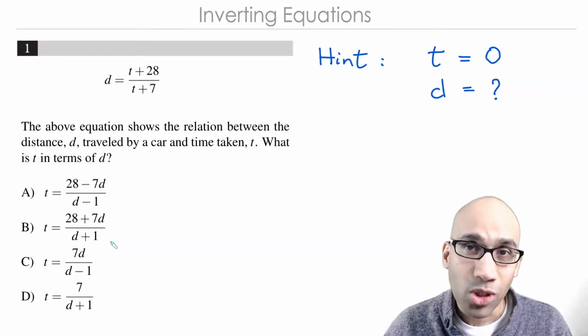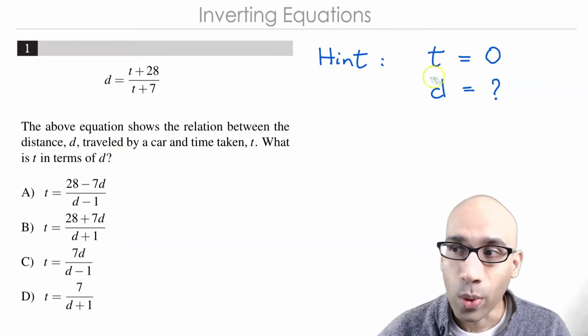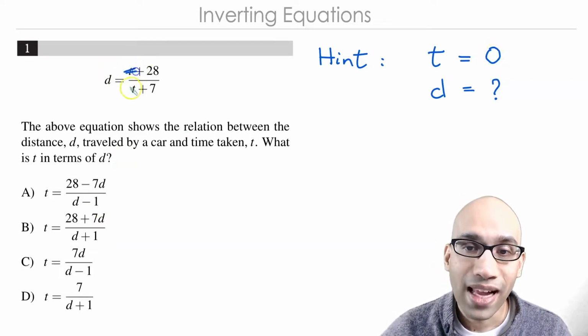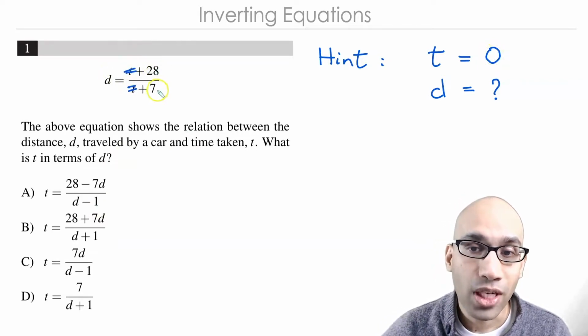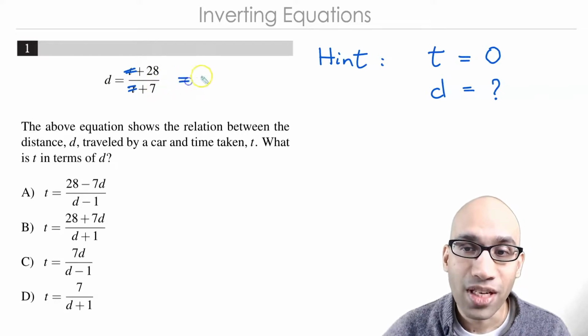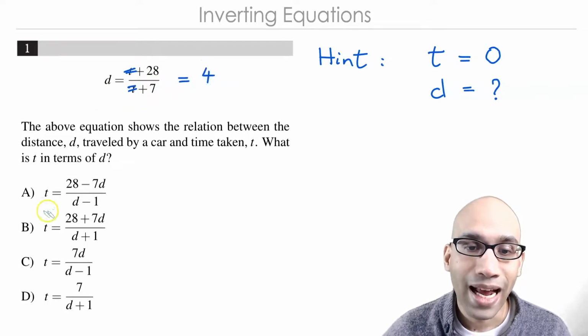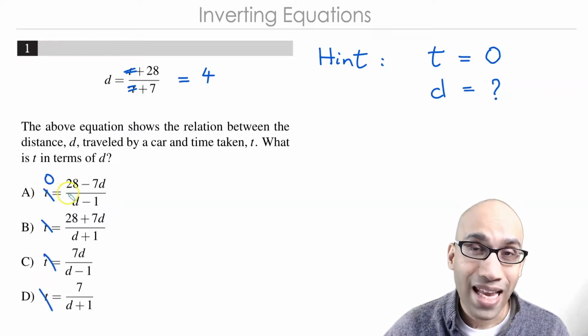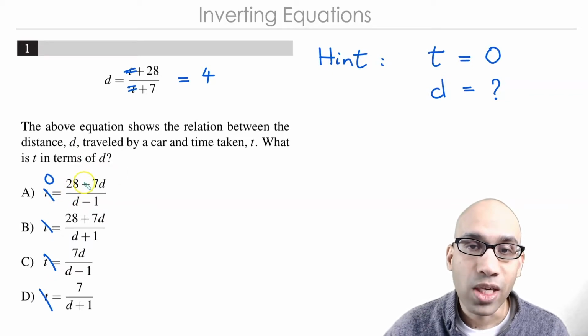Hopefully you were able to solve this problem. Let's look at it real quick. When you set t equal to 0 over here, all of these values go to 0, and so you've got 28 over 7, which gives us the value of 4. And now all you've got to check here, the left-hand sides are all zeros, and so you want to find out the answer choice which is equal to 0.